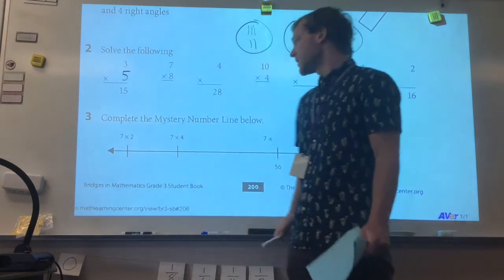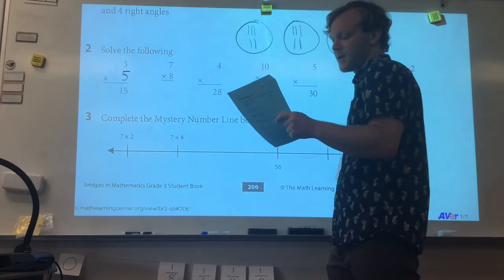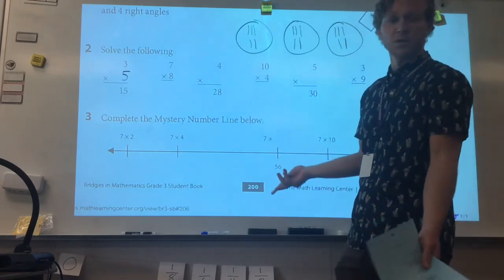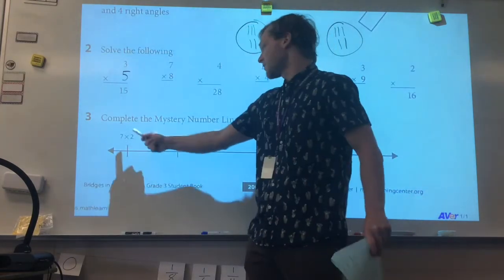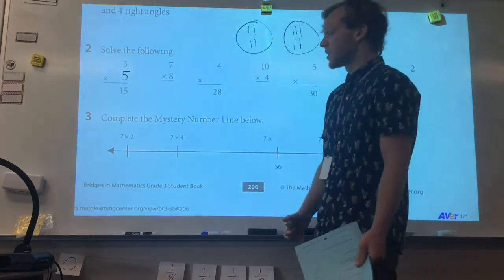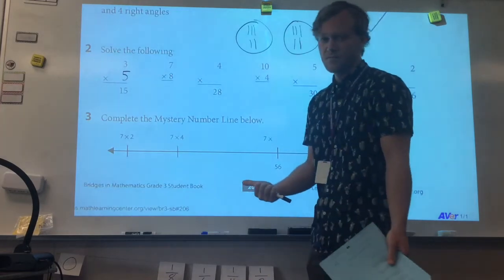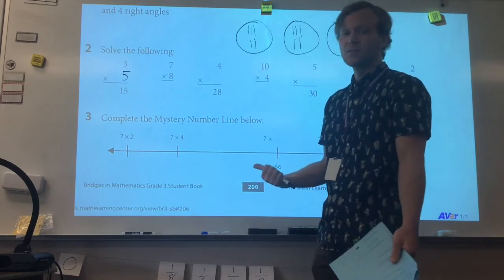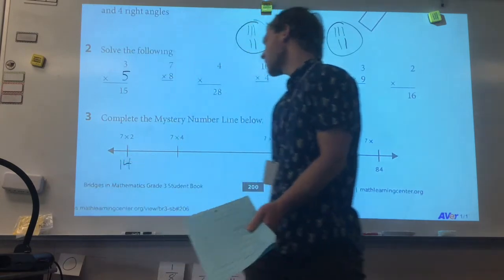Question number 3, complete the mystery number line below. Completa la recta numérica misteriosa a continuación, okay? And this is asking us, it's more multiplication review. 7 groups of 2. 7 por 2. Well, we can count up by 7s or we can count up by 2s. Why don't we count up by 7s? So 7, 7, más 7, or 7 plus 7, 2 groups of 7, is 14.